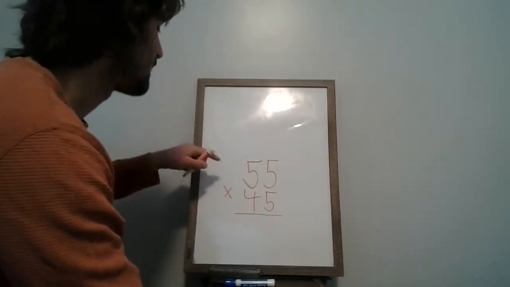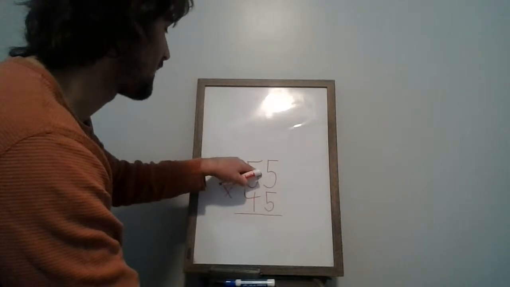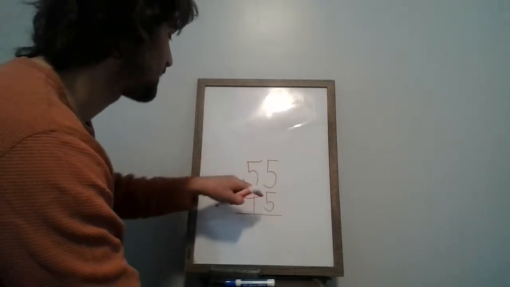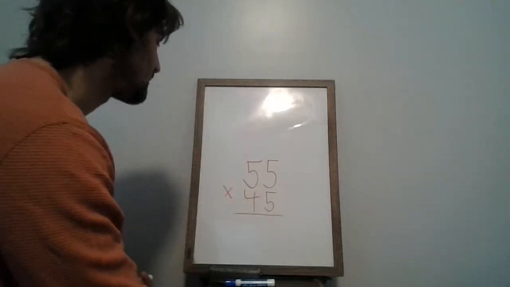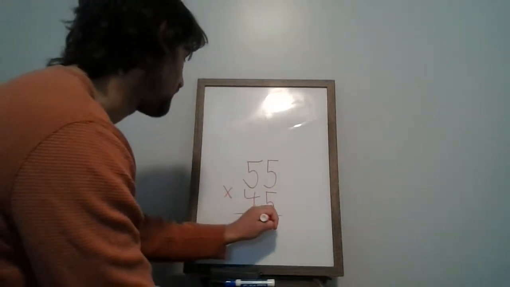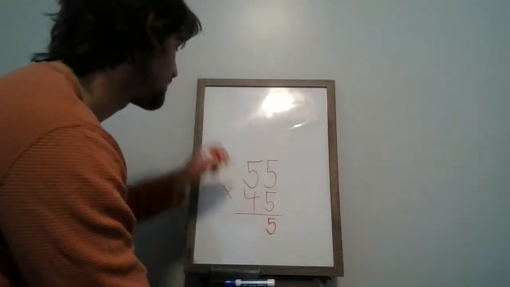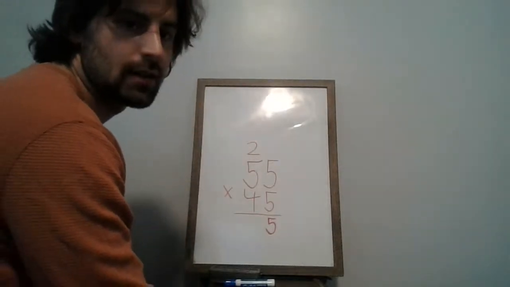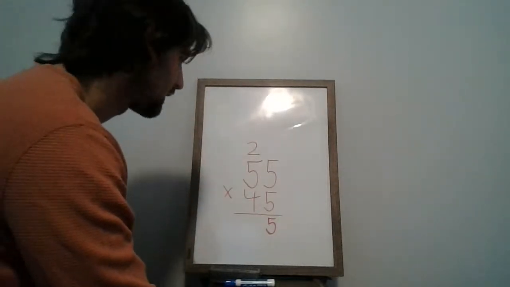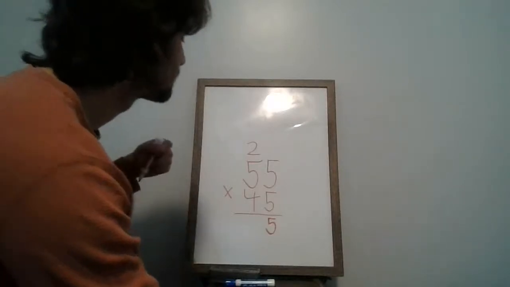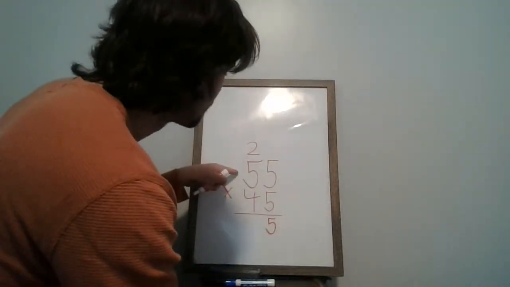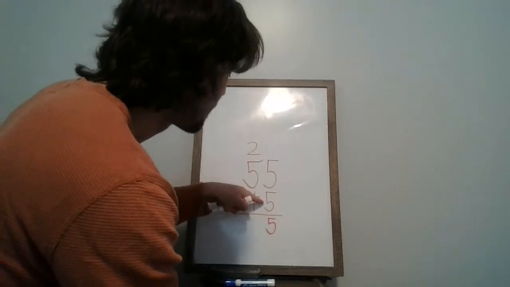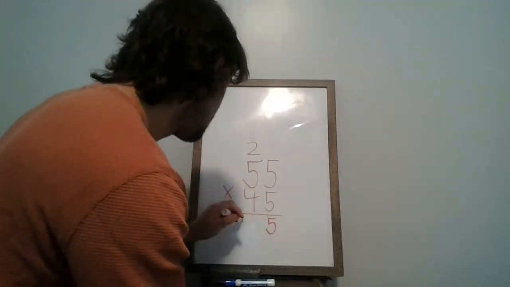55 times 45. So the first step, we multiply the digits in the ones place. 5 times 5 equals 25. So the 5 in 25 goes in the ones place. The 2 in 25, we got to carry that over to the tens place. Now we multiply 5 times 5 again. 5 times 5 is 25, plus 2 is 27.